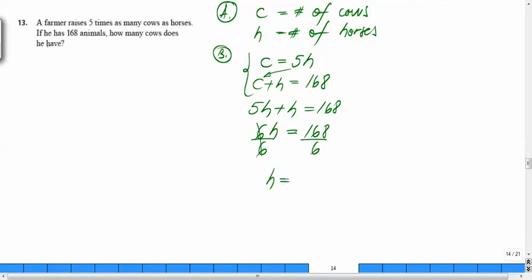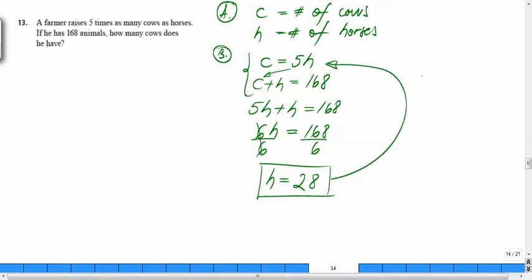The number of horses equals: 6 goes in 16 2 times. 2 times 6, 12, 16 minus 12, 4. 6 goes in 48, 8 times. How many horses do I have? 28. Good. Do we know how many cows we have? Well, sure, we can find out. The number of cows will be 5 times the number of horses. 5 times 28, that gives me what? 5 times 8 will be 40, right? 5 times 2, 10, plus 4, 14, so 140 cows.